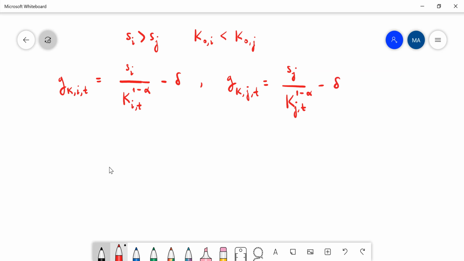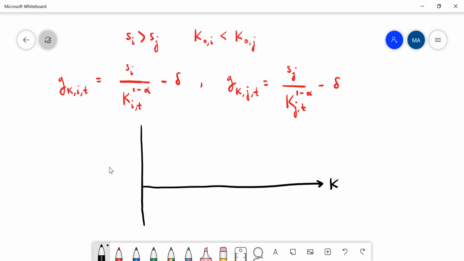So if you want to draw it, this is k_t. This is minus delta, which is the same for both countries. And now I want to draw the growth rate. So with blue, I want to denote the growth rate in country I, and with green, the growth rate in country J.